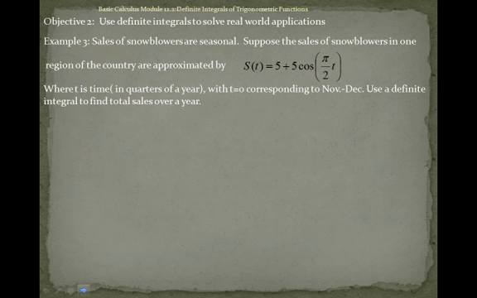Objective 2, use definite integrals to solve real-world applications. Example 3, sales of snowblowers are seasonal. Suppose the sales of snowblowers in one region of the country is approximated by S of t, which is equal to this trigonometric function, where t is time in quarters of a year, with t equals 0 corresponding to the November-December quarter. Okay? Use a definite integral to find total sales over a year.